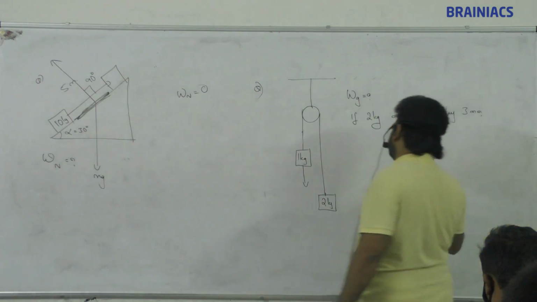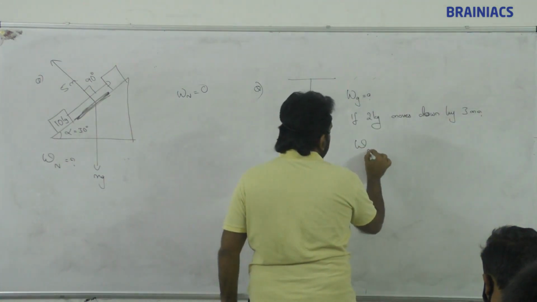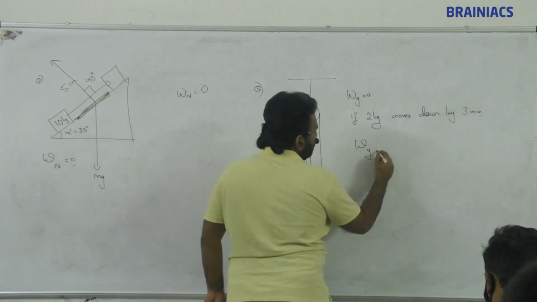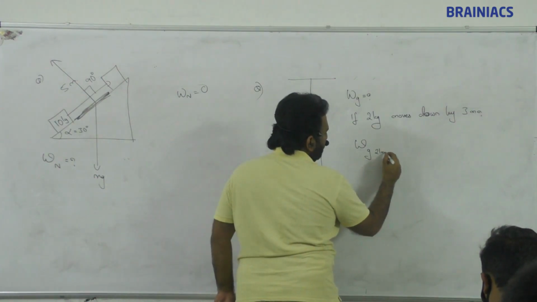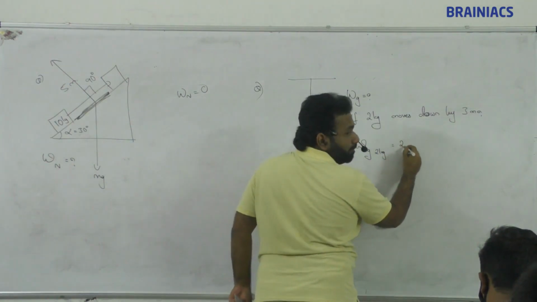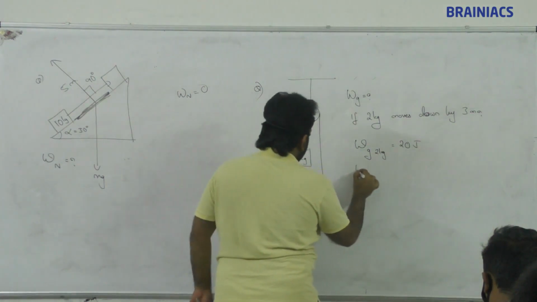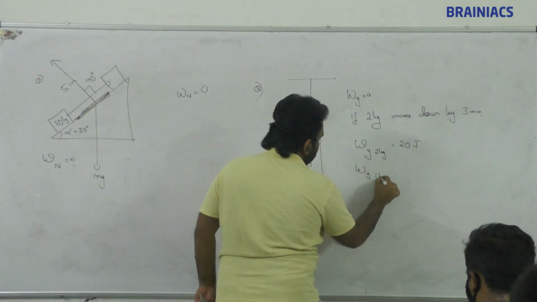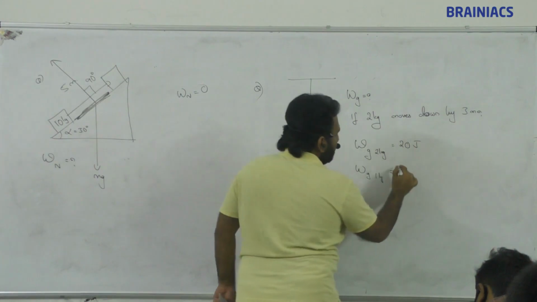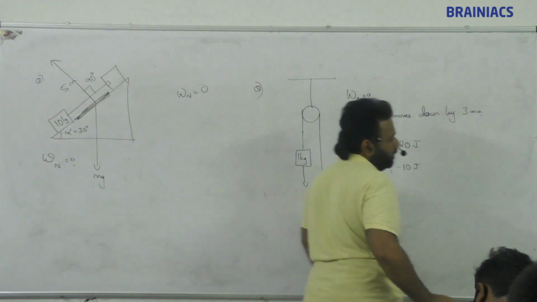This one, work done by gravitational force on 2 kg. How much? 20. And work done by gravitational force on 1 kg is how much? Minus 10 joules. Okay. Any other answer?